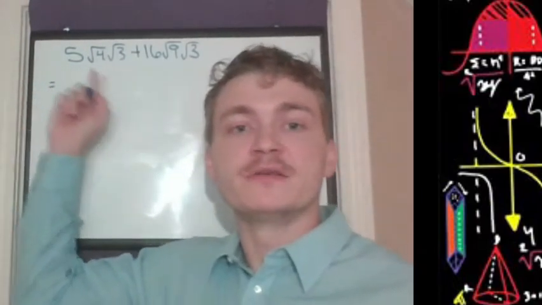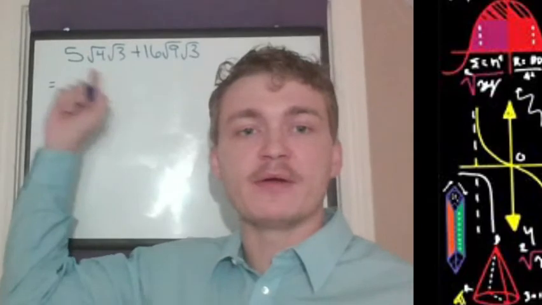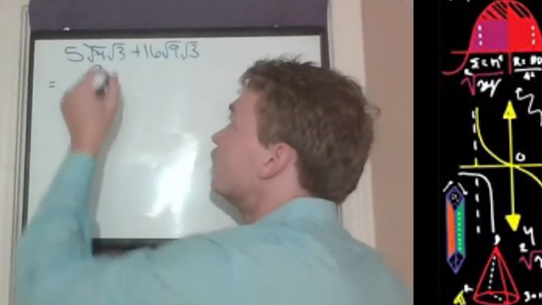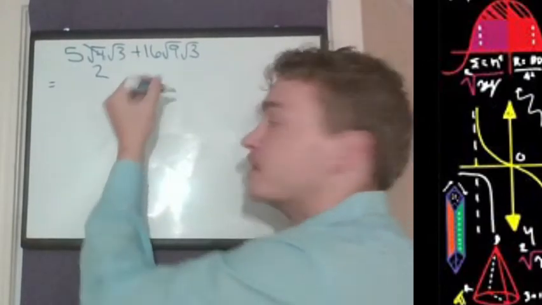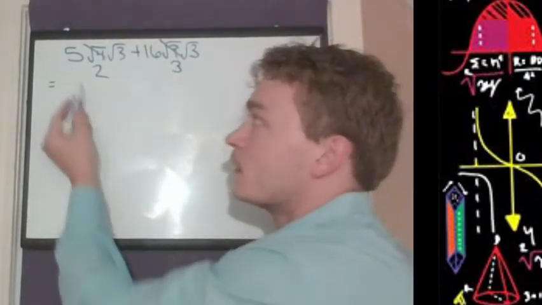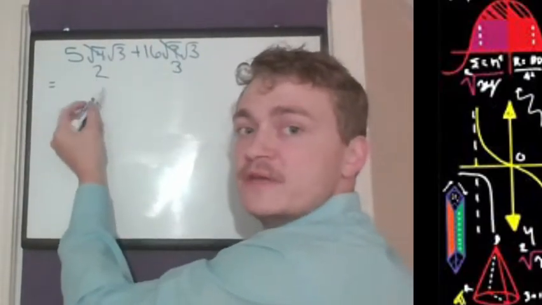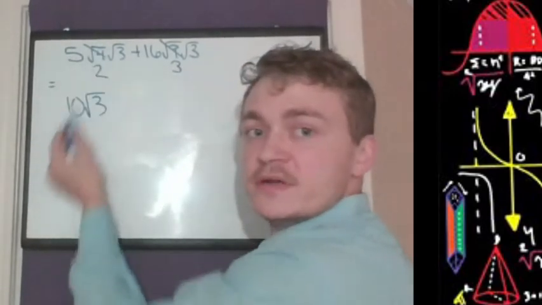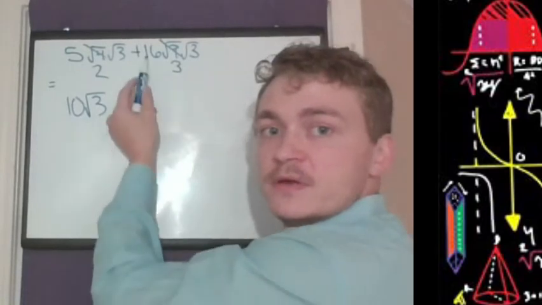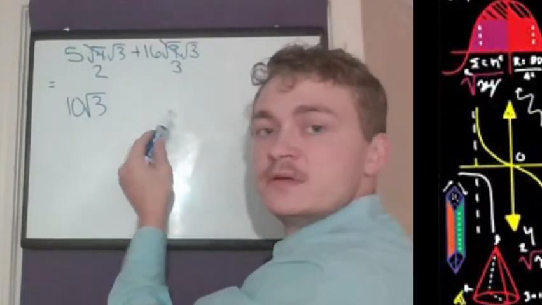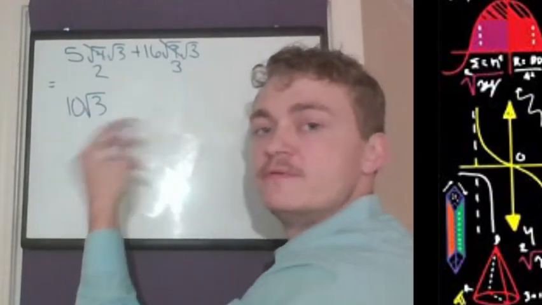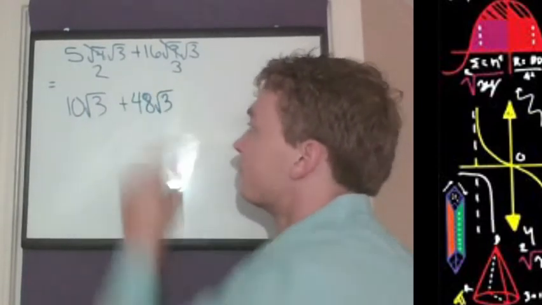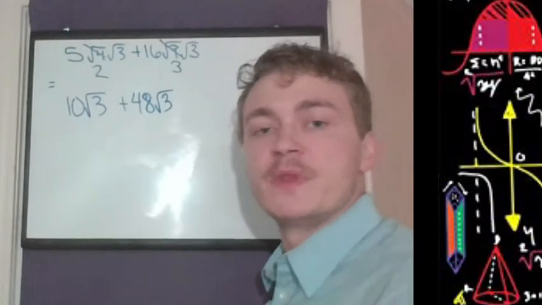3 factors plus 3 factors. Let's multiply out. Let's first evaluate. Square root of 4 is 2. Square root of 9 is 3. 5 is multiplying 2 to give us 10. So our first term here, 10 square roots of 3. 16 times 3, 16, 32, 48. 48 square roots of 3.